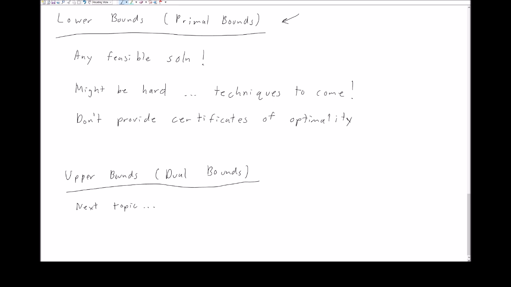Unfortunately, because of this feasibility issue, it might actually be hard to find a lower bound to our program. And sometimes finding a lower bound can be as hard as solving the program itself. This will be a point to come in the future. And when we're looking for lower bounds, these primal bounds, they are never going to provide a certificate of optimality. On the other hand, upper bounds, which are usually called dual bounds, do provide certificates of optimality. And because of their role in showing that a solution is optimal, we're going to focus on them first. So for the rest of this lecture, we're going to develop techniques to find upper bounds and also evaluate the quality of these upper bounds.